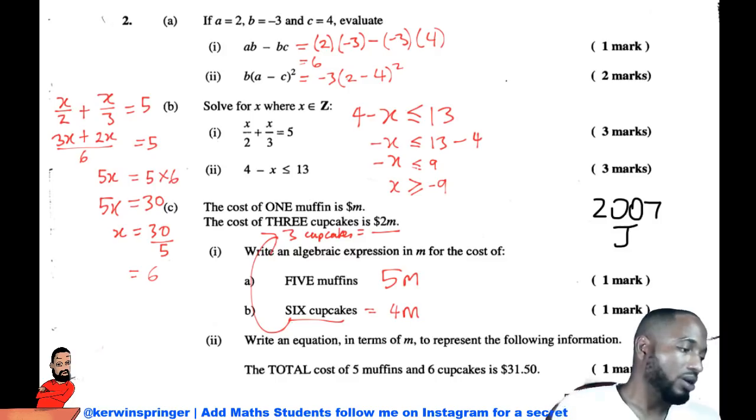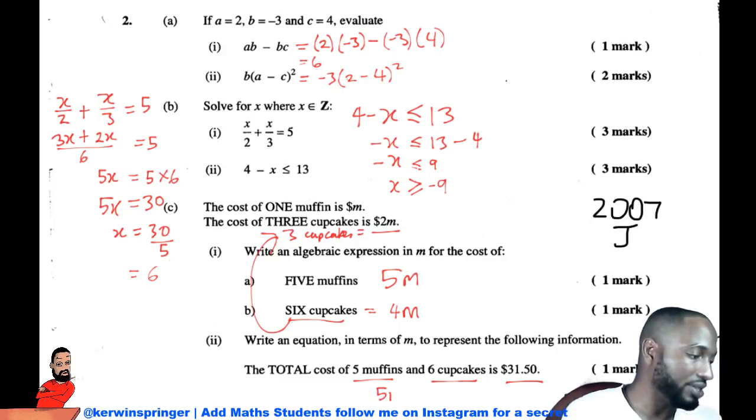Write an equation in terms of M to represent the following information. The total cost of 5 muffins and 6 cupcakes is 31.50. So 5 muffins, which is 5M, and 6 cupcakes, which is 4M, is equal to 31.50. So you write the expression and you walk away with your math. Put a dollar sign there too for the people.